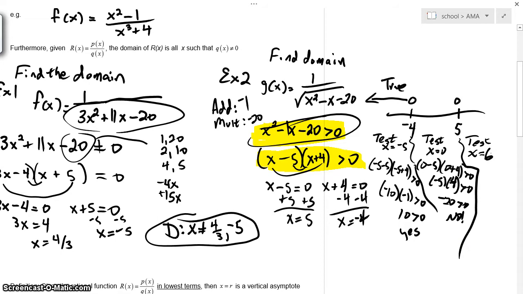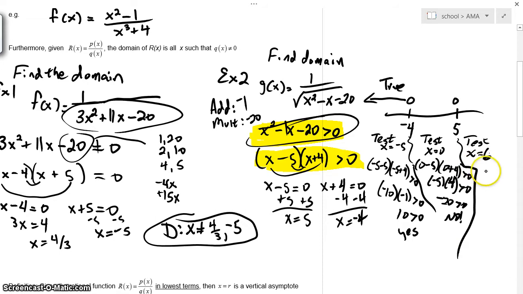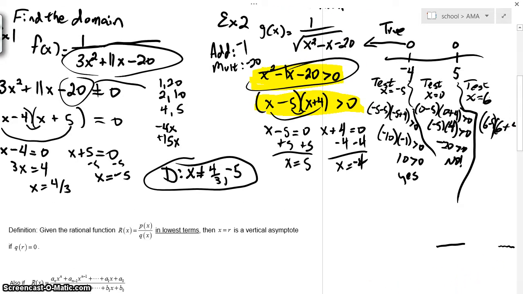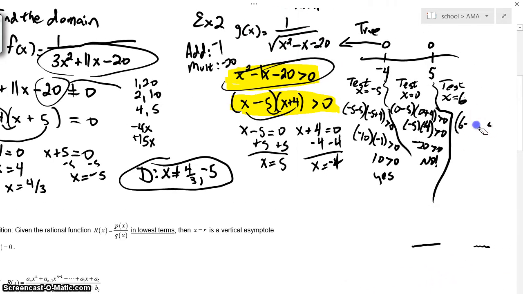Let's finally maybe do a little work with testing the 6. As we do that, we can say, well, is 6 minus 5 times 6 plus 4 going to actually get us where we need it to go? And it will, in fact. This 6 minus 5, and this becomes 6 plus 4. Is that greater than 0? Well, they're both positive. You can see 1 times 10, yes, it's going to work.